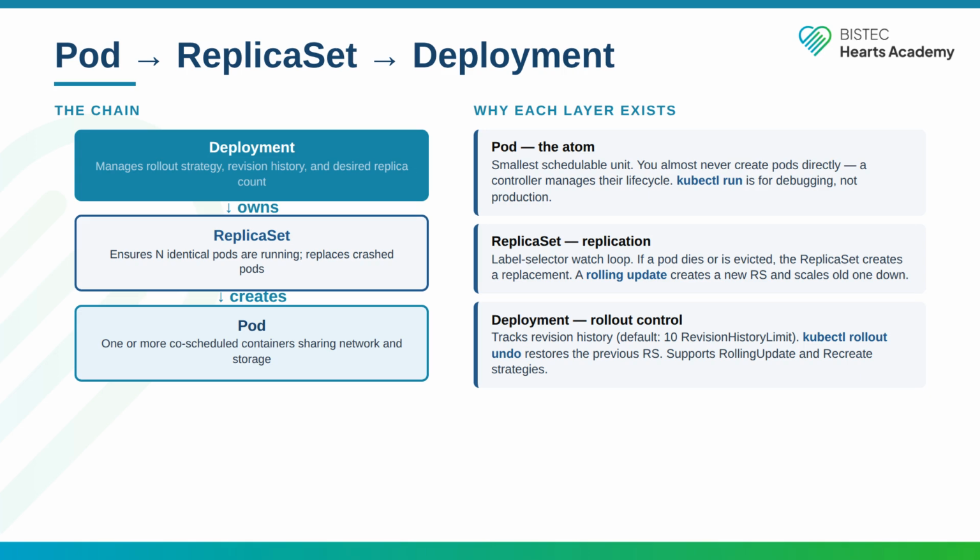The deployment owns one or more replica sets. When you change the image tag in a deployment spec, the deployment controller creates a new replica set with the new image and scales the old one down incrementally. It tracks revision history. kubectl rollout undo restores the previous replica set. The mental model: you write a deployment. The deployment creates a replica set. The replica set creates pods. You almost never interact with replica sets directly.